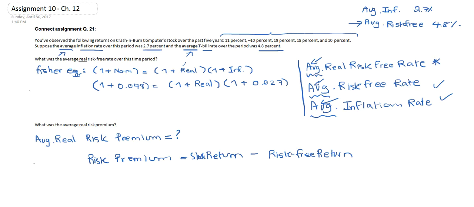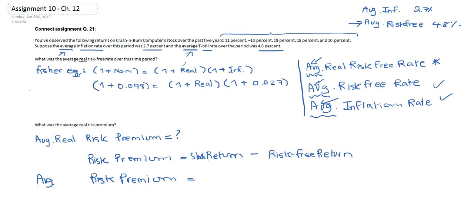And then if we need to find the average real risk premium, let's start with the word average. So let me start here: the average risk premium first.